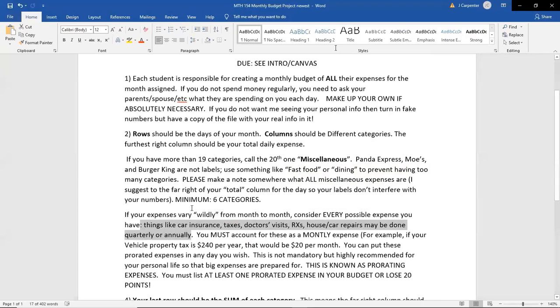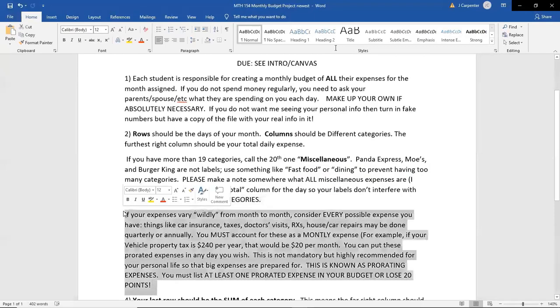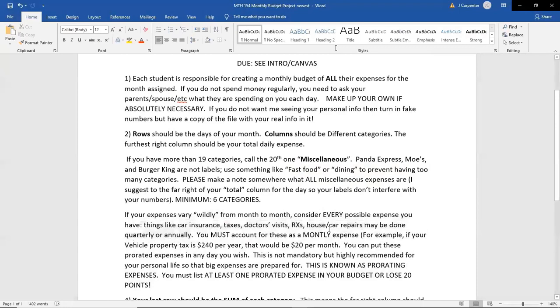So that's what I'm talking about if your expenses vary wildly. Now, some of us, this is not an issue, so don't worry about it. But again, just know that in your future, this is likely to be you as well.